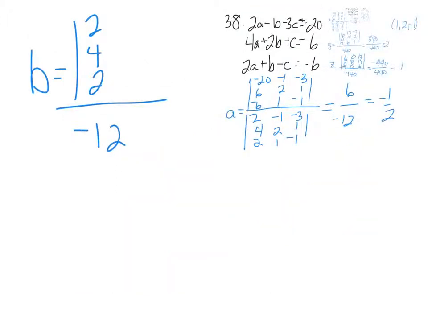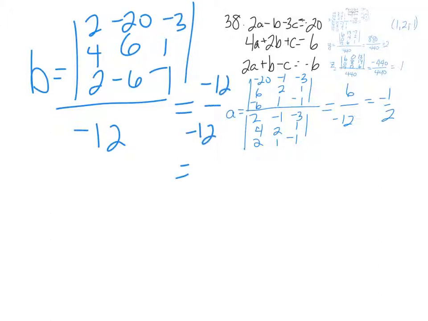So for B, we have coefficients of A. Where the B's were, we put the constants. And then coefficients of C. Type it in the calculator. And negative 12 divided by negative 12 is 1.